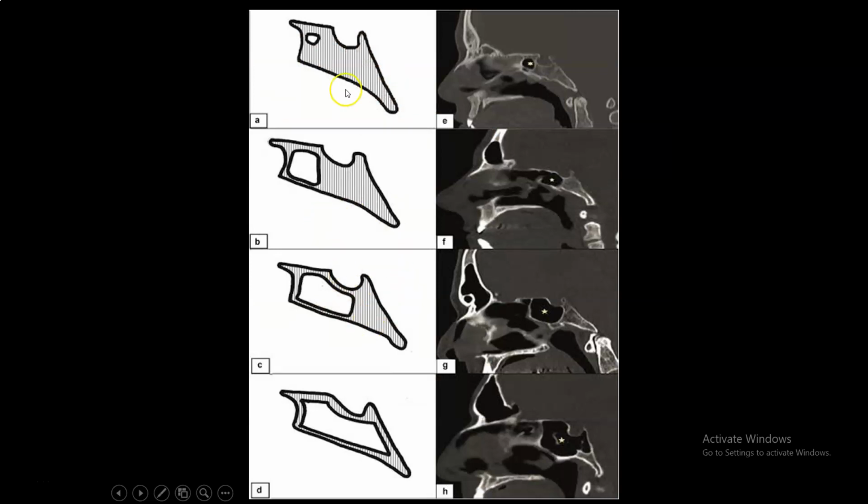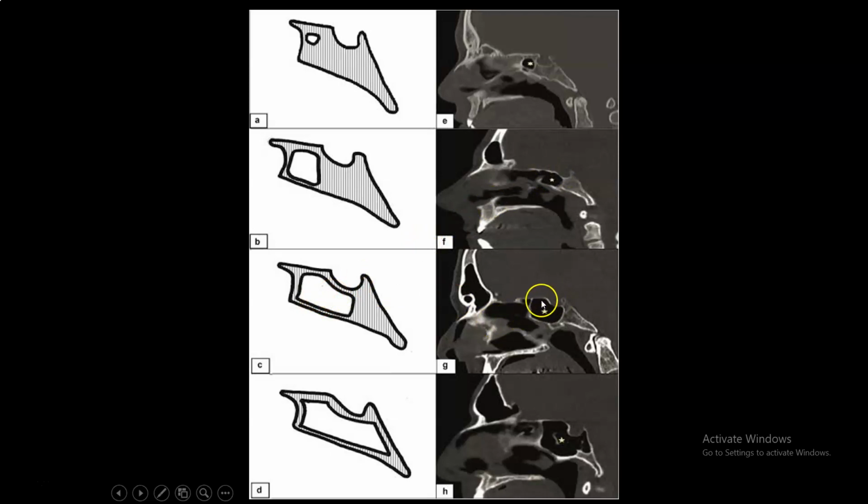Another view, I'm showing the radiology. The conchal type appears hypointense. This is the bone window, CT, sagittal, and this is the presellar type. This is the sella, and this is the sinus. This is the sellar type.